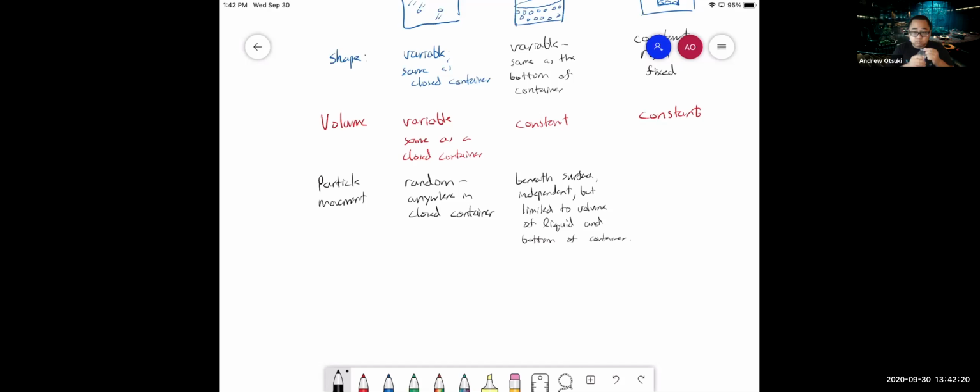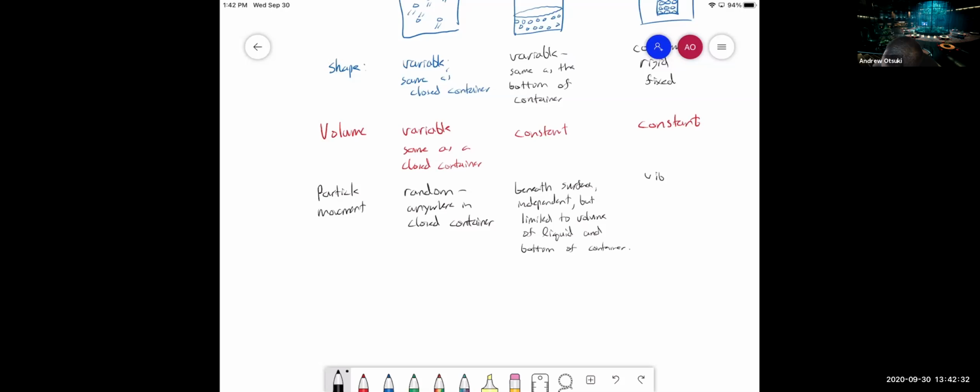Okay. Lastly, let's talk about solids. So solids, they don't move really. They just vibrate in fixed positions. So they are vibrating in fixed positions, so they don't really move at all. Okay, lastly, let's talk about particle spacing.